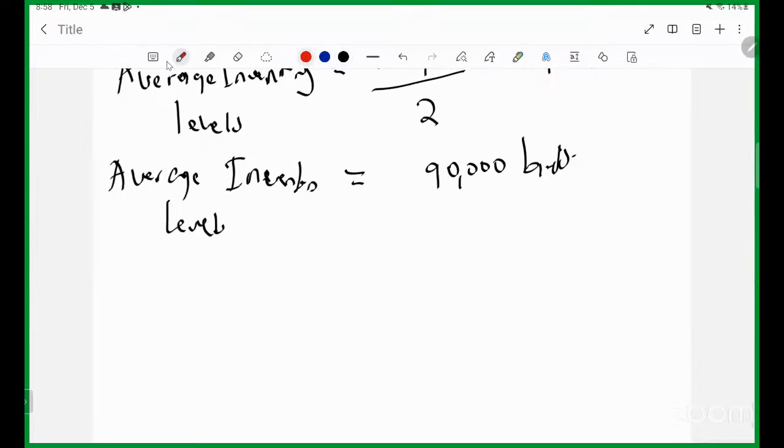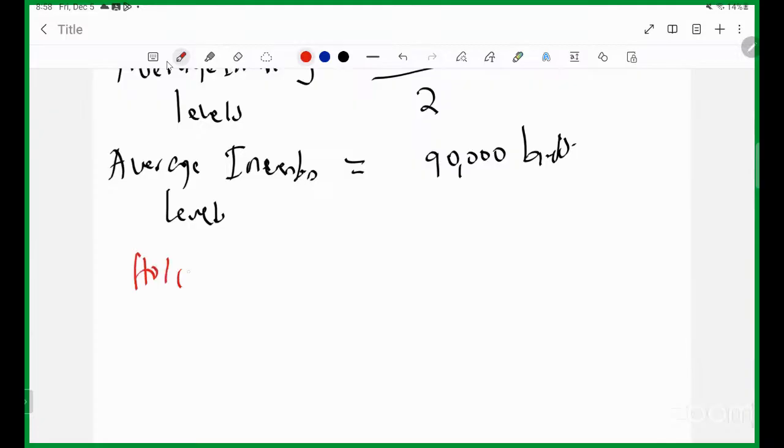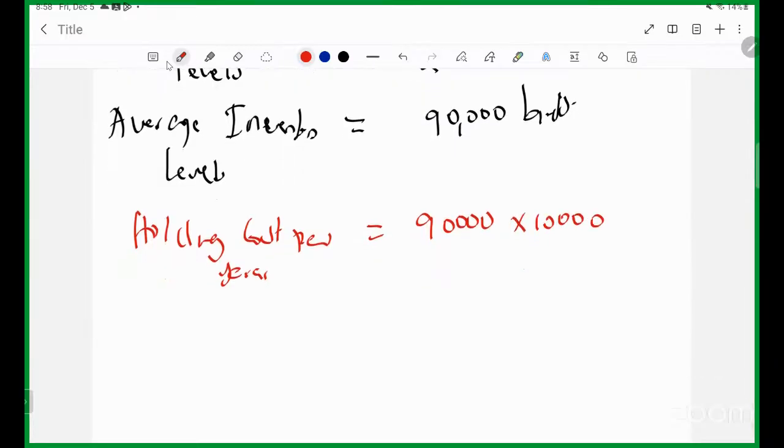So now it means that your holding cost per year is going to be equal to the 90,000 birds, which is the average inventory level, times the 10,000, because they told you they incur 10,000 to keep those birds. What do we get? We have got 900 million. Yes, 900 million.